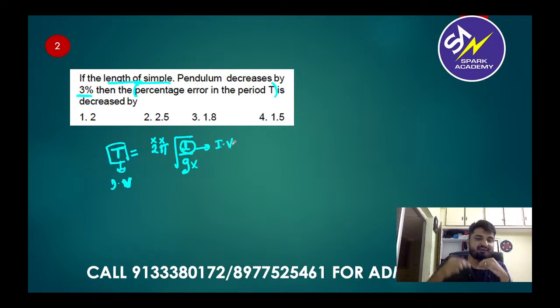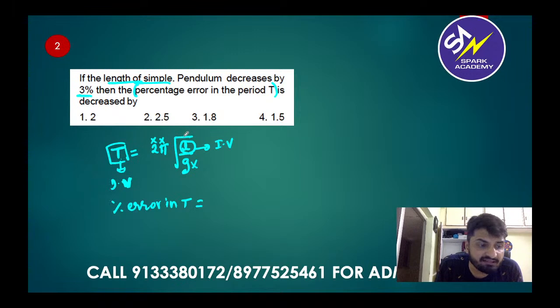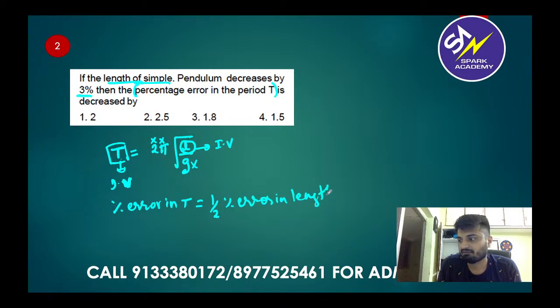Do you remember the experiment in your lab? You put a simple pendulum, you kept on increasing the length and you calculated the time. So time period always depends on the length. That is why this is the dependent, this is the independent. So can you tell me now the percentage error in the time period? Now what is the power? The power is the root. So root means what? Half times percentage error in length. Correct? Everybody? So percentage error in time period, I can write it as half times percentage error in length.